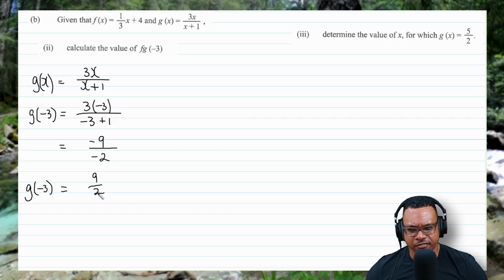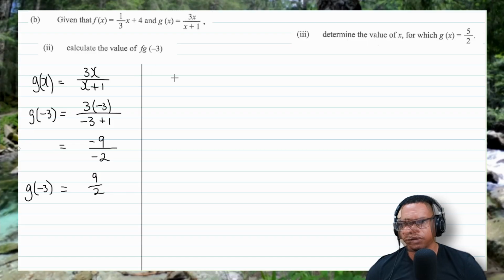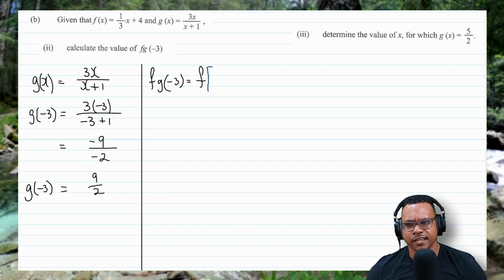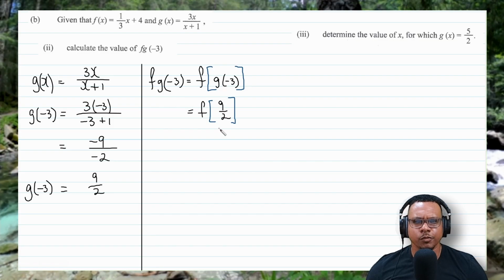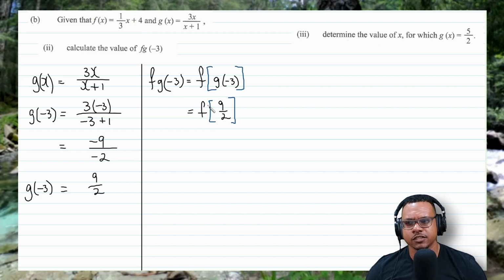Now I'm leaving this as an improper fraction because now I have to substitute this number, 9 over 2, into the function f. And it would be better to work with if it's an improper fraction. So now I'll write f of g of negative 3 is equal to f, I'll put some brackets like this, g of negative 3. So that simply means I'm replacing this g of negative 3 with what I got here as 9 over 2. So this will be equal to f of 9 over 2. So this will mean that I'm replacing the x in the function f of x with 9 over 2.